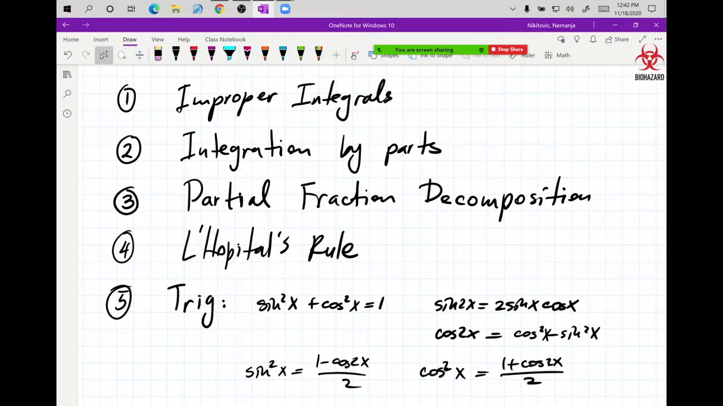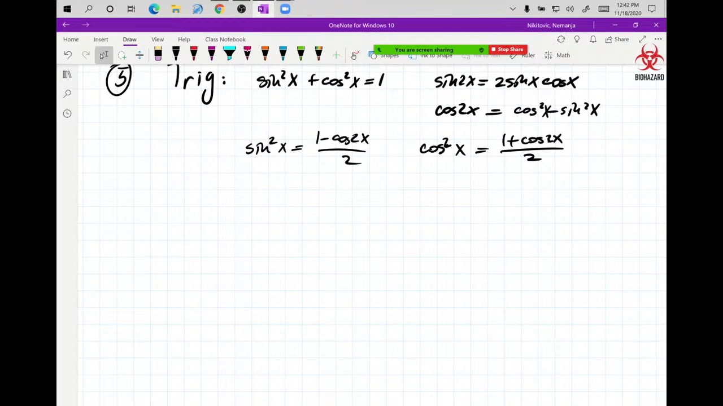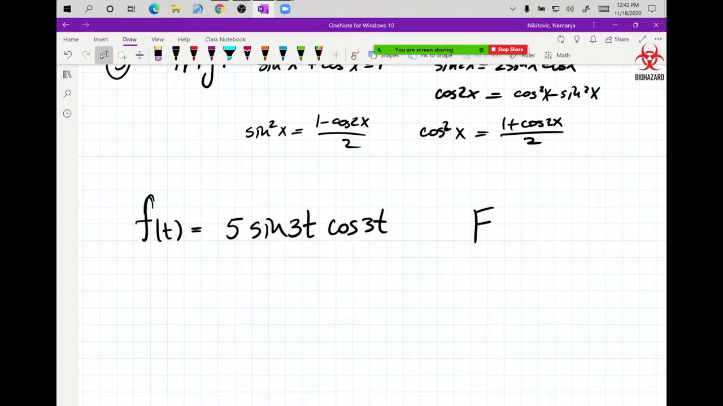Well, I'm just going to give you immediately where this one can be very, very useful. Say it says f of t is equal to, let's say, 5 sine 3t cosine 3t, and it says transform this.